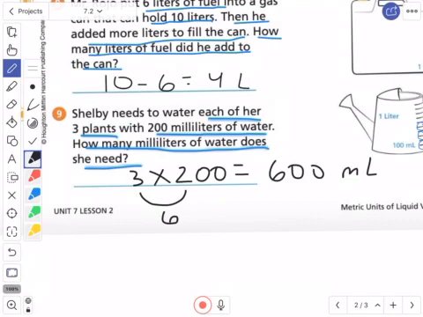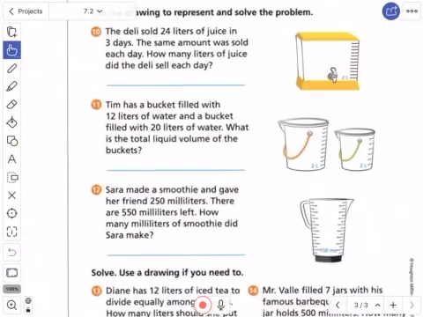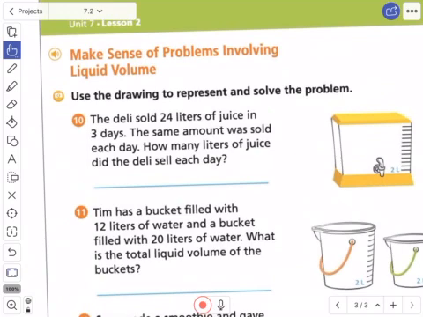Okay, if you need to go back and rewatch that part, please go right ahead. Check any of those answers. And then we're going to go to page 442. And again, I'm just going to read all the problems, then we'll come back and check them. Make sense of problems involving liquid volume. So it's going to be just the same kind of thing. You're going to be using these pictures right next to the problems, and you're going to be doing an equation for each. So use the drawings to represent and solve the problem.